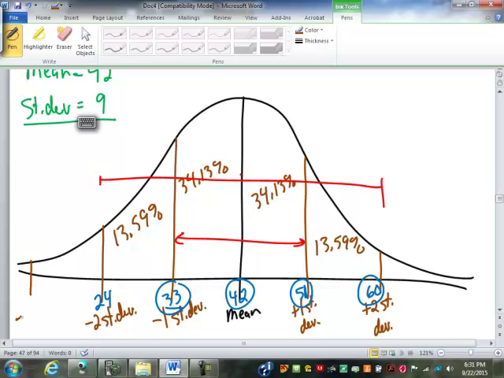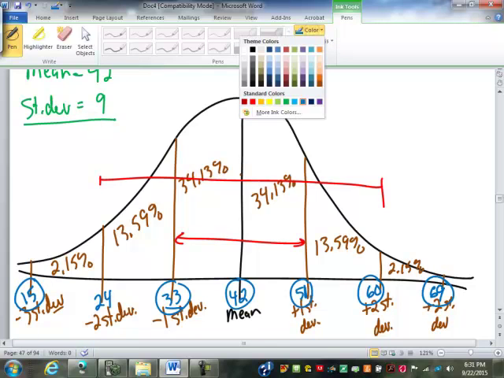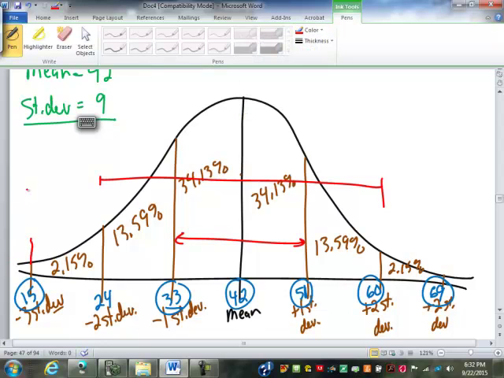If I go down another standard deviation, -3 standard deviations, I expect about 2.15% to be between 2 and 3 standard deviations away on either side. The values that would correspond with this set of data, if the standard deviation is 9, going down another 9, this would be at 15. Going up another 9, this would be at 69. And smaller than 3 standard deviations below the mean, only about 0.13%. Or larger than 3 standard deviations above the mean, only about 0.13%. So what that's saying is very few values are more than 3 standard deviations away from the mean.